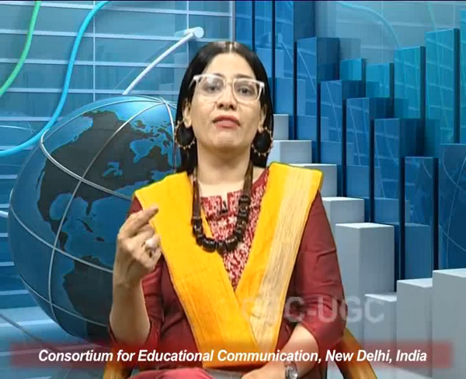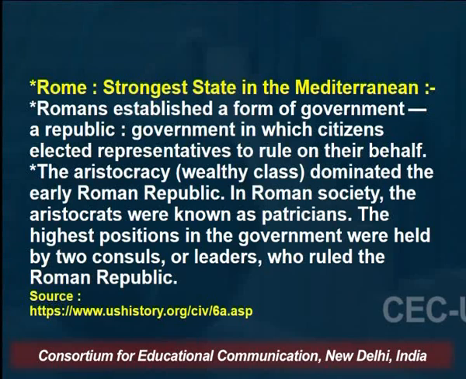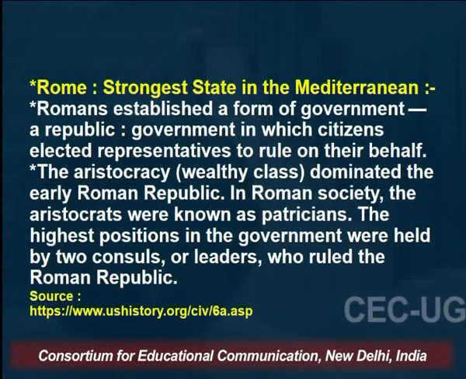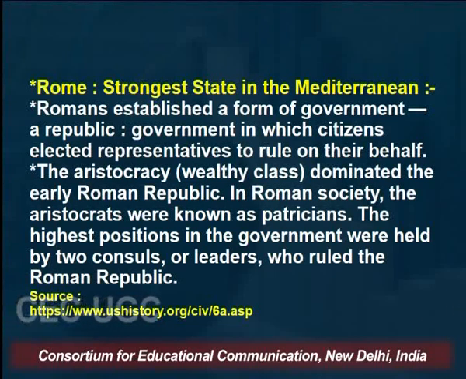Today, liberal democracy, wherein there is rule by the people, is accepted as the most important feature or perspective on the government. Now, similarly, when we understand the historical perspective, another important perspective we get is from Rome. Rome is an important example of the strongest state in the Mediterranean. So, Romans established a form of government that was a republic, that is, a government in which citizens elected representatives to rule on their behalf.